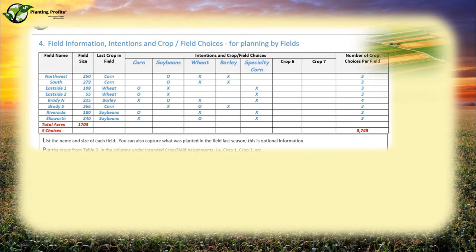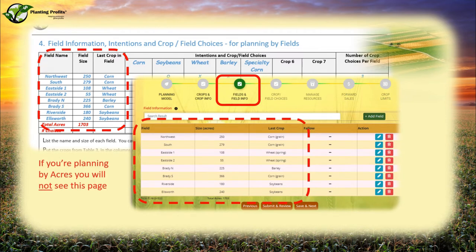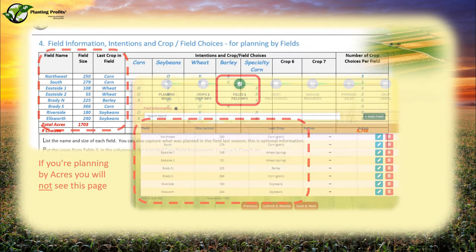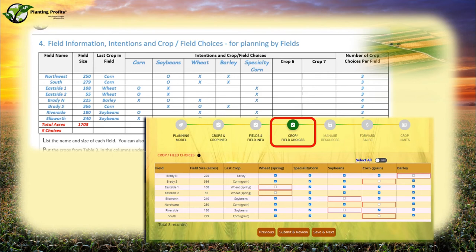Next, enter field information. Last crop is to track rotations and is optional. Click Save and Next to go to enter the crop and field combinations. Click in the cells that represent which crops are being considered for which fields. If a crop-field combination does not have a check mark, then that crop will not be considered to be planted in that field. These should match the template. Be careful making these selections and carefully check them before advancing.